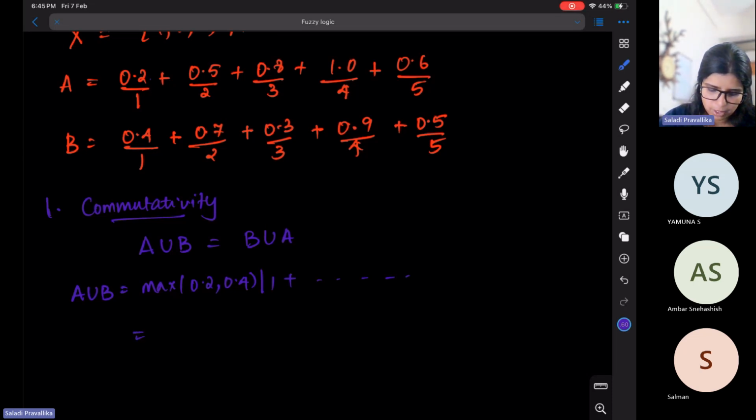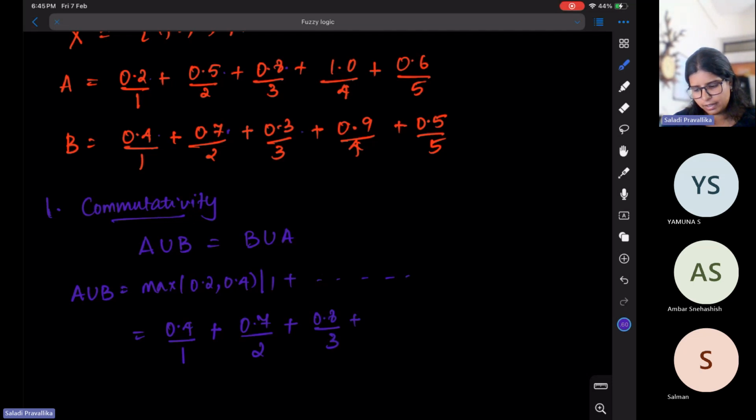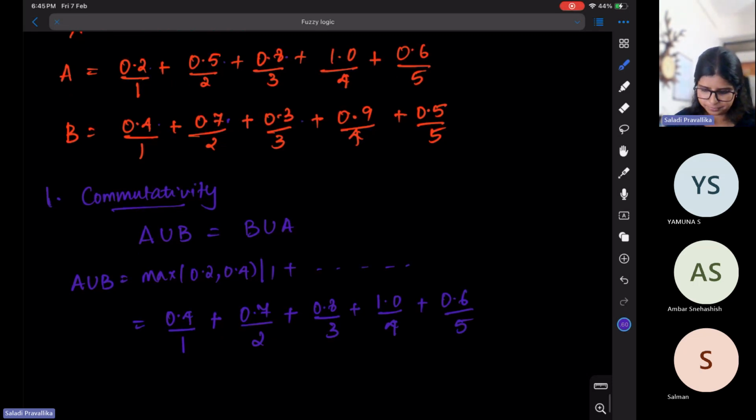Between 0.2 and 0.4, 0.4 for x equal to 1. Between 0.5 and 0.7, 0.7 for x equal to 2. Plus between 0.8 and 0.3, it's 0.8 for x equal to 3. And then 1 for x equal to 4. And 0.6 for x equal to 5. Right? So this is your A union B.